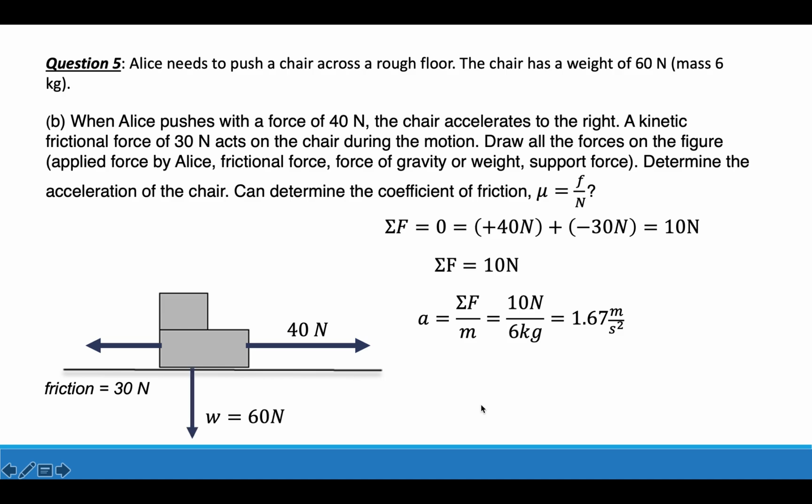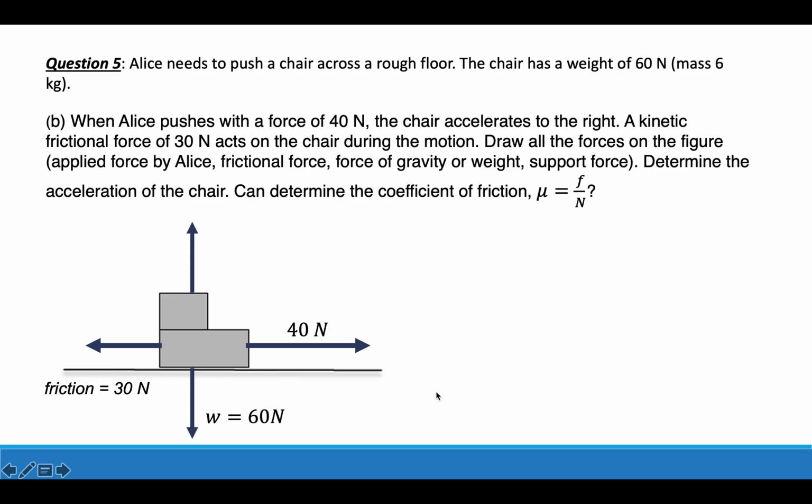So we can also draw in the other forces that we have. We have the weight of the chair acting down, and then we have this support force acting up. And we'd like to determine what that support force is so that we can determine the coefficient of friction between the chair surface and the ground surface here. And we know the coefficient of friction is just the frictional force divided by this normal force.